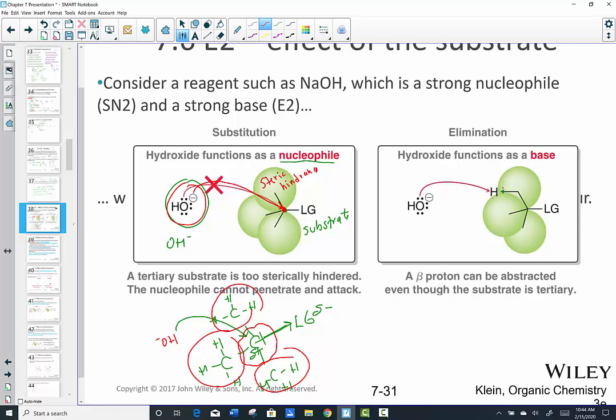But notice here the beta hydrogen is very easily abstracted because it doesn't have to make it all the way to the center where the electrophilic carbon is. You're looking at the beta position carbon, and the hydrogen here is a nice target. So tertiary substrates favor elimination.